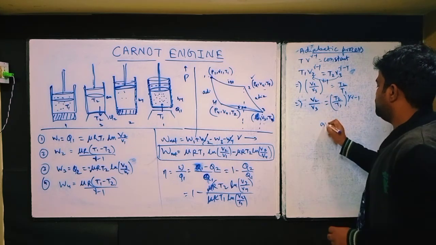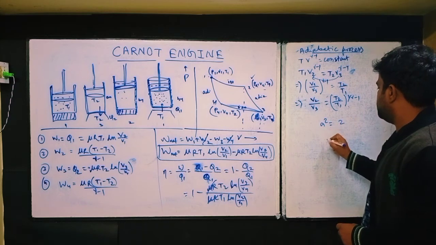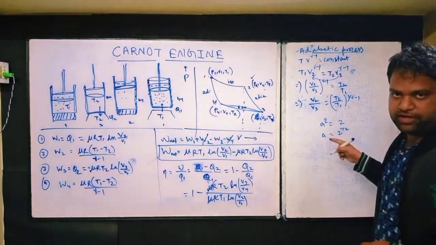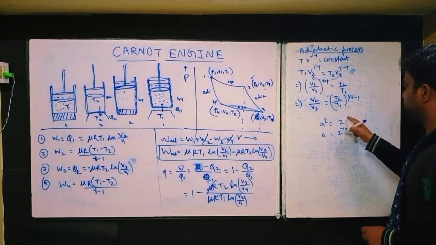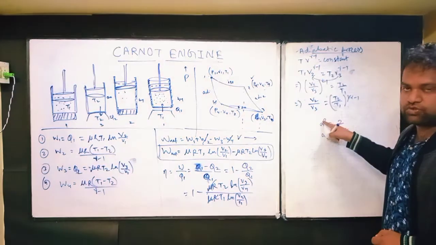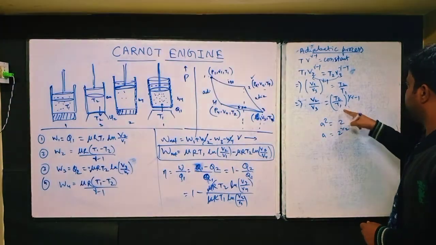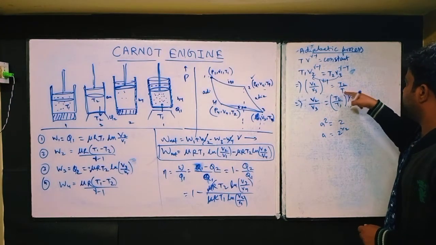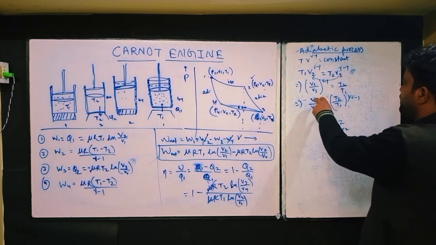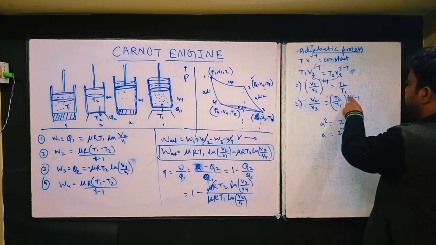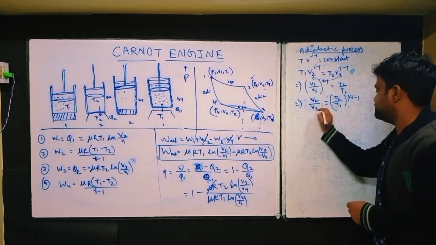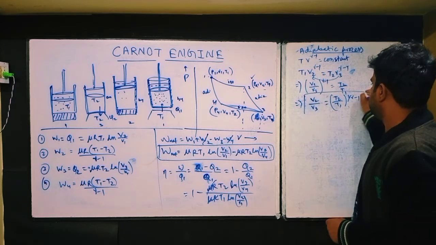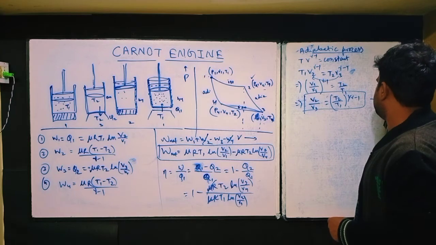Suppose a square is 2, then a equals 2 to the power half, or root 2, right? So the power will become reciprocal here, that is 1 upon 2. If it is a square here, it will become 1 upon 2 here. So here it is gamma minus 1. If I write V2 by V3, then the power will become 1 upon gamma minus 1. Fine, this is a simple case. So this one I got one relationship. Let's say this is equation 1.